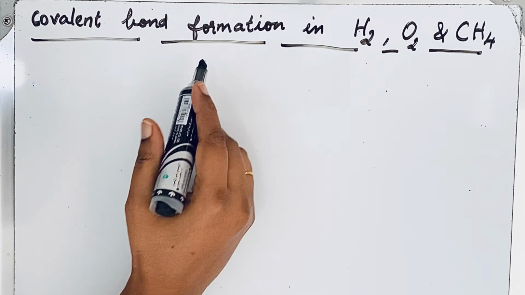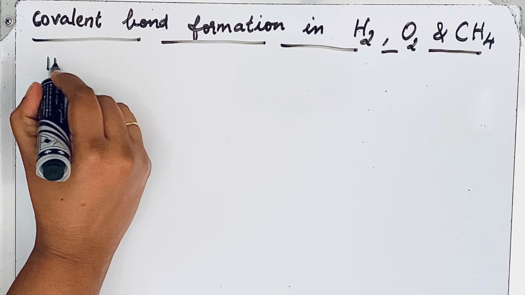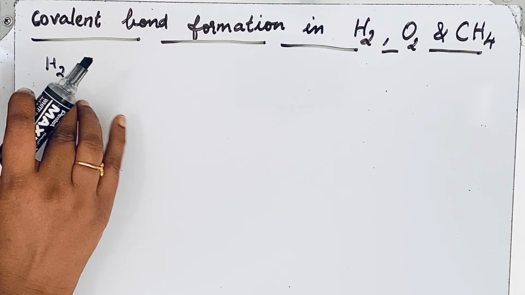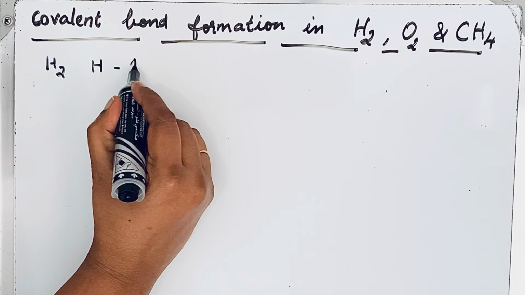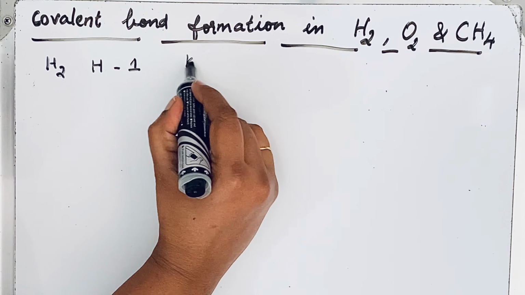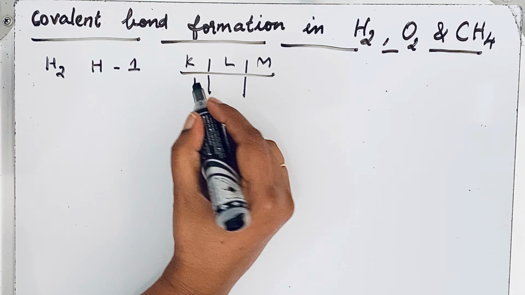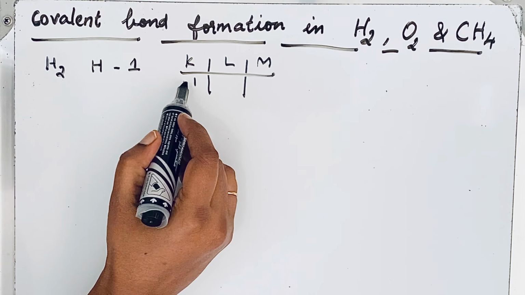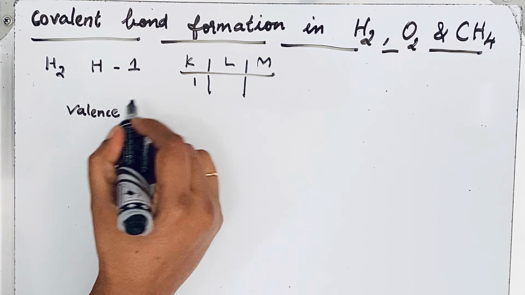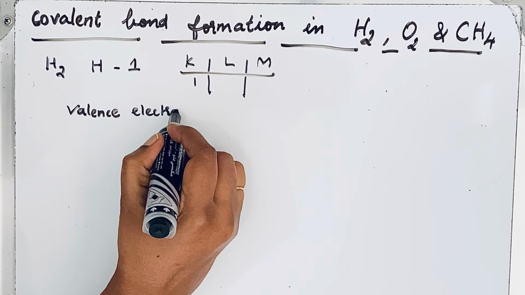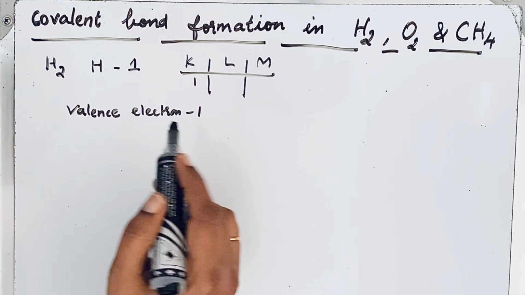Now let us see how this covalent bond is formed in the hydrogen molecule. The hydrogen molecule is a diatomic molecule formed by combination of two hydrogen atoms. For hydrogen, atomic number is 1. So let us write the electronic configuration, K L shell. What is the valence electron for this hydrogen? Only 1, because the electron present in the outer shell we call the valence electron. For hydrogen, the K shell is the outer shell, so the valence electron is also 1.